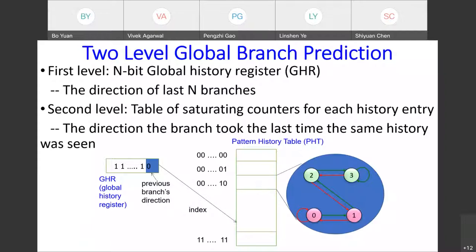So here's the example. The first level is the n-bit global history register. This register stores the information of the directions of the last n branches. And notice that here, this branch history is global, not just the current branch.